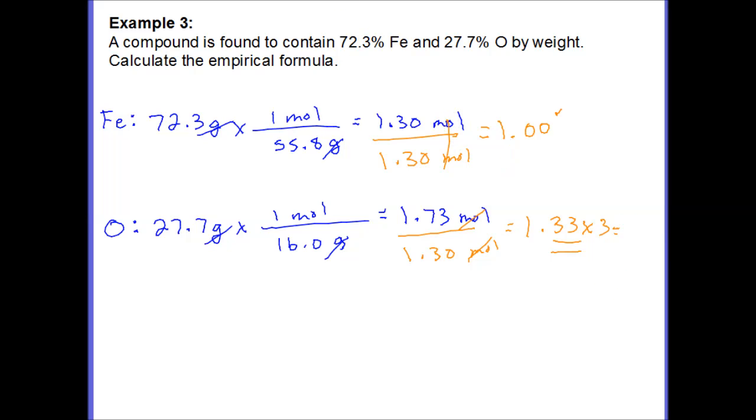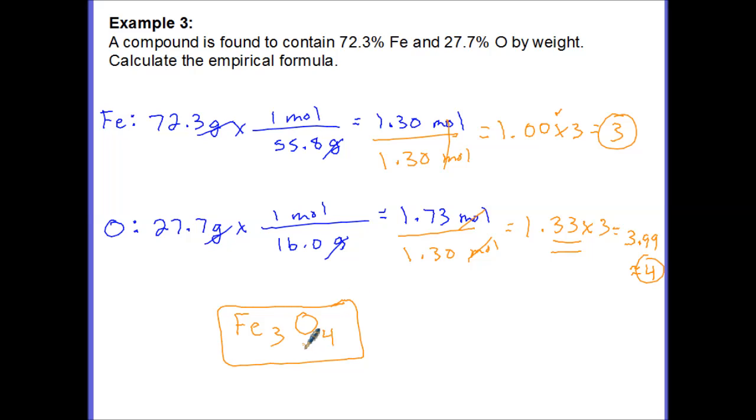Now, if you multiply one thing in here, you have to do it to all of them. So 3.99. So I have to multiply this by 3 also, and I get 3. So that one's okay. That one is 3.99, so that's going to round to 4. Alright, so these now are my subscripts for my formula. For iron, it is 3. For oxygen, it's going to be 4. Alright, and that is my answer.